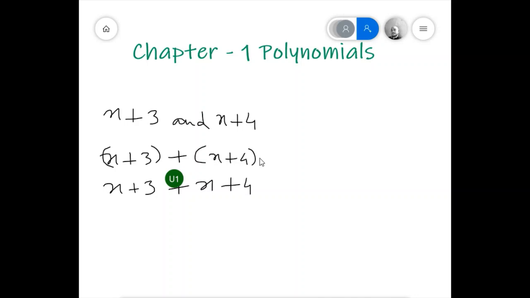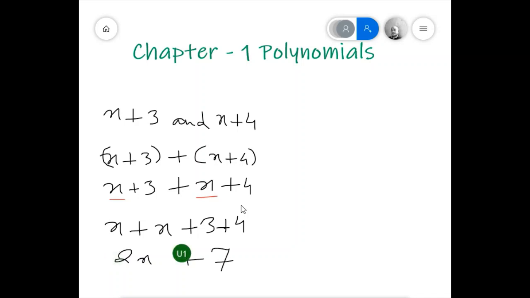Now in this you can see that x and x are like terms. Okay, they are like, therefore we will rearrange and group them first: x plus x, plus 3 plus 4. So x plus x is 2x, while 3 plus 4 is 7. Okay, understood? You are already familiar with this, but you have to go through it once. Practice it, then you will get it.